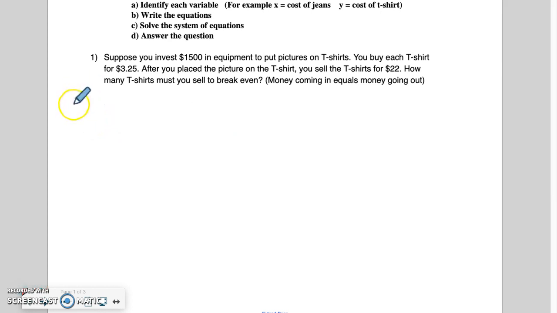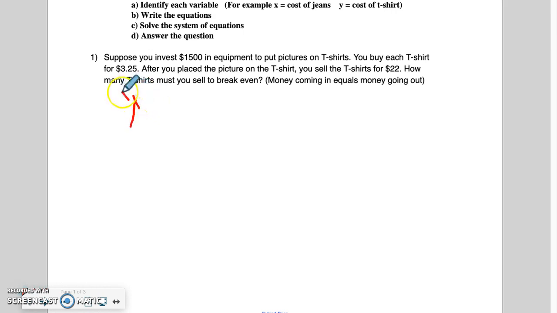So suppose you invest $1,500 in equipment to put pictures on t-shirts. You buy each t-shirt for $3.25. After you place the picture on the t-shirt, you sell the t-shirts for $22. How many t-shirts must you sell to break even? That means the money coming in equals the money going out. So money is on the y-axis.